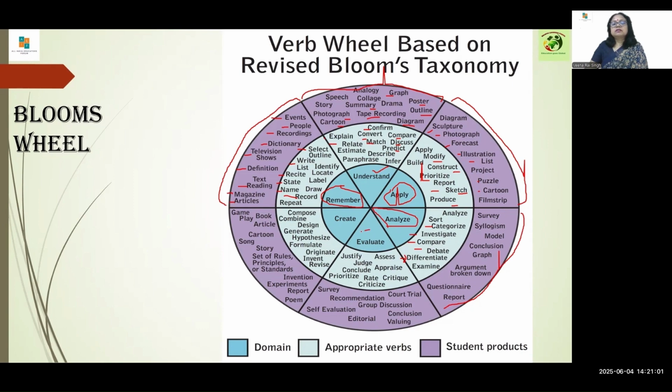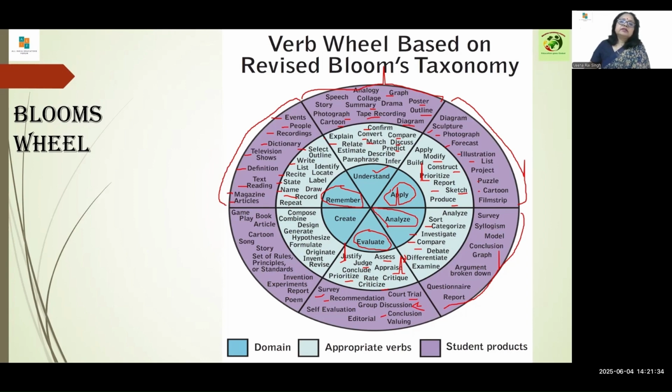Next comes evaluate. Let's see how this can be done. It is with the help of justify, assess, judgment, appraise. It can be prioritize, then it can be criticize. From where do they get it? Like surveys, recommendation. It can be some group discussion. It can be a court trial, a conclusion, etc.